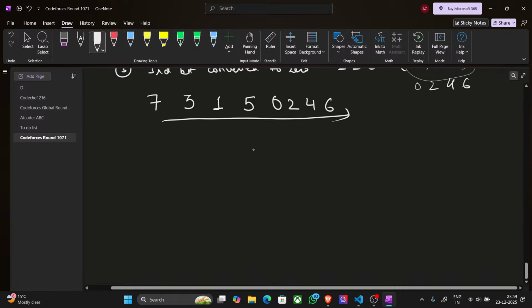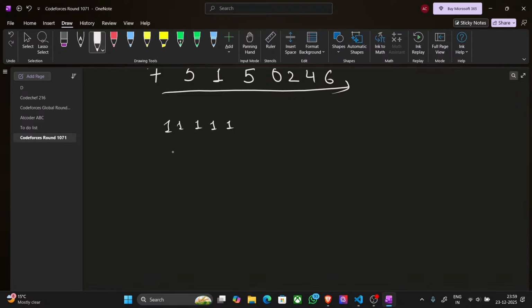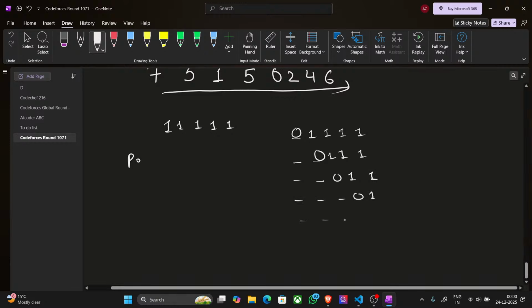If I need to explain, let's say there are 5 bits in any P0, it has 5 bits, then my form will look like this: dash, here it will be 0, then here it will be 0. You can see a pattern here.